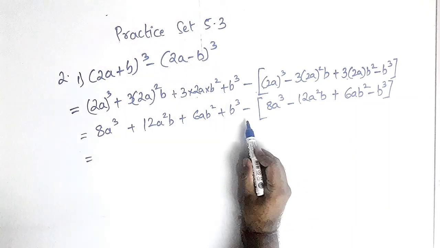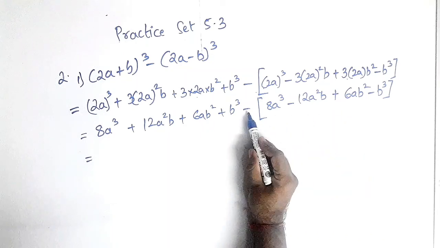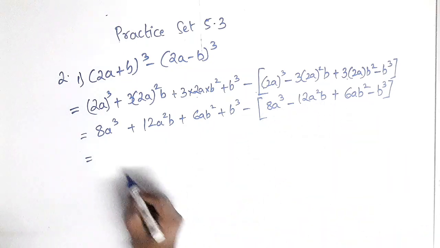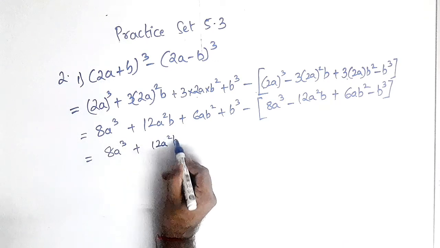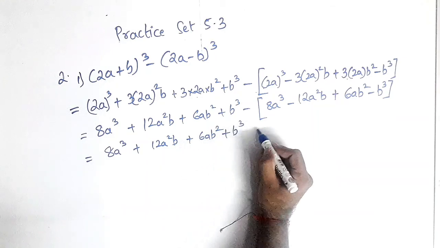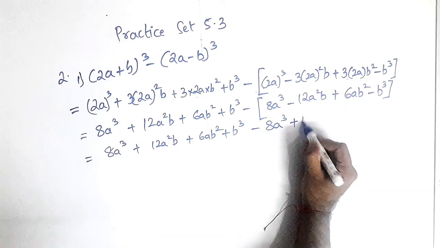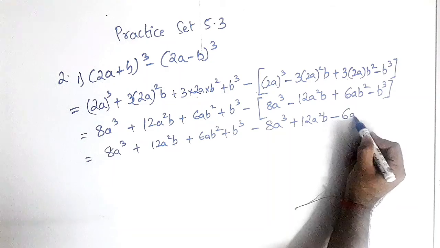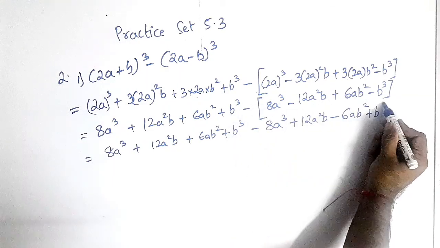Okay, now the next step is we'll open the brackets because here everything is inside the square bracket. So once we open the bracket here, each of the signs will get changed, because minus will be multiplied to each of the terms, so all the signs will become opposite. This as it is: 8a cube plus 12a square b plus 6ab square plus b cube minus 8a cube, this will become plus 12a square b, this will become minus 6ab square, and this will become plus b cube.